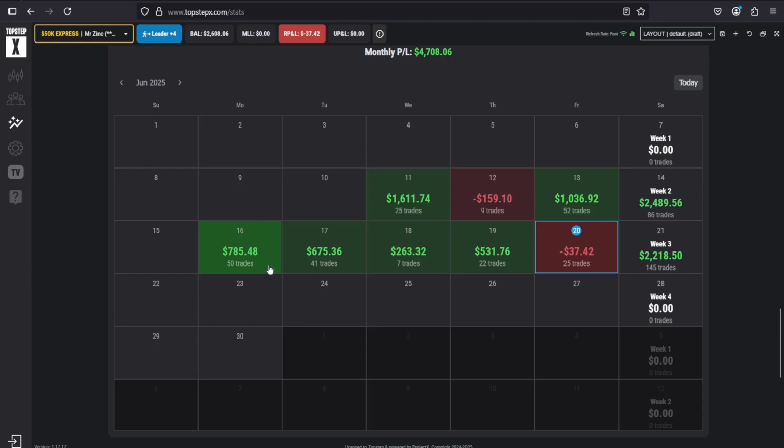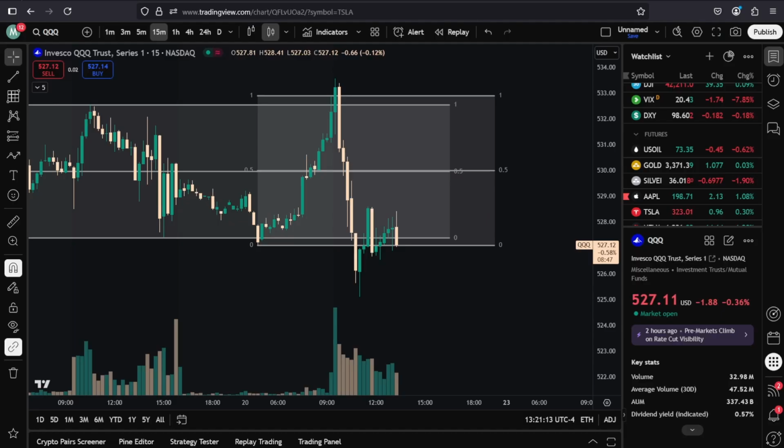50 trades. Holy shit. That's a whole bunch of trades. It's way too many. He's over trading. Wait a minute. 785 bucks times 5, $3,500, almost 4,000 bucks. 52 trades. 41, 7, 22. What's going on here?